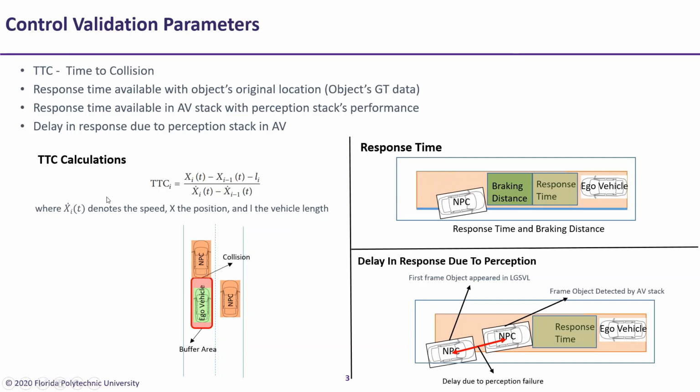So here we have the formula which we have currently implemented for time to collision calculations. Here we are considering the ego vehicle's speed and length. We are also calculating response time. This response time is the time for the ego vehicle to apply the brake, which can avoid any collision. We are also calculating delay in response due to perception. There is a possibility that due to perception we detect objects with some delay, so that delay we are also capturing.